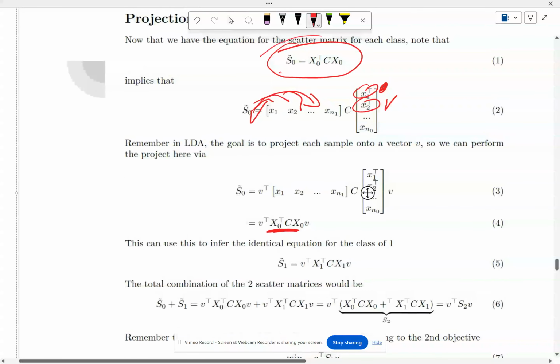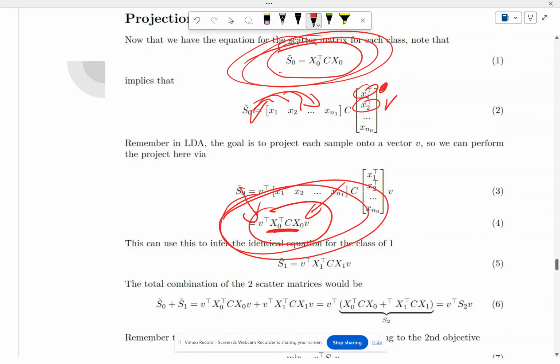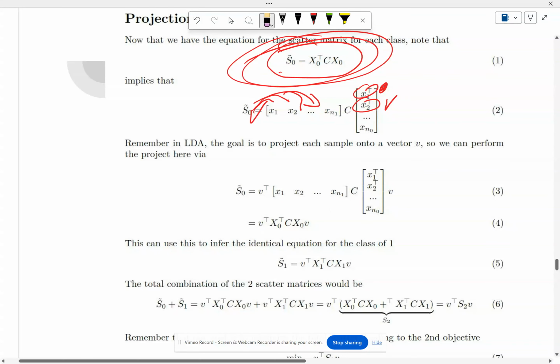The point here is this is a scatter. However, if you incorporate V in here, then that's the scatter after the projection with V. So that's the difference between the two of them. So now we have the equation for the scatter after projection for class 0, and you can follow the same logic and essentially get the scatter for class 1.